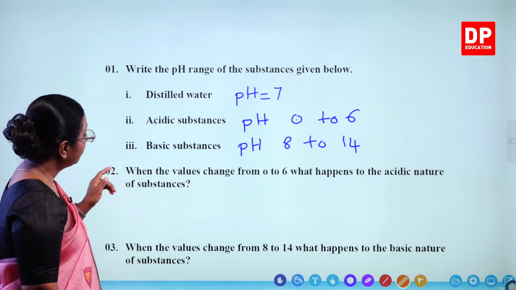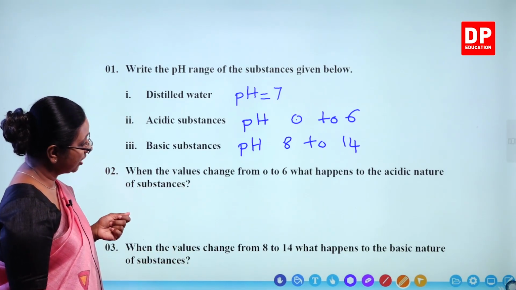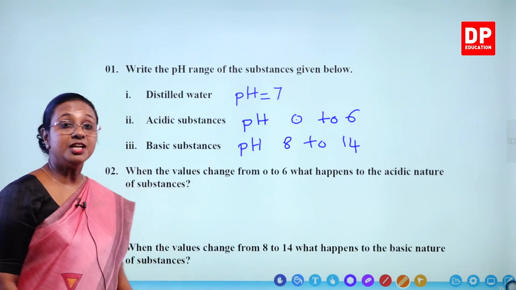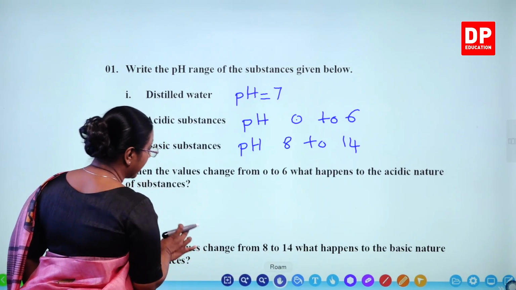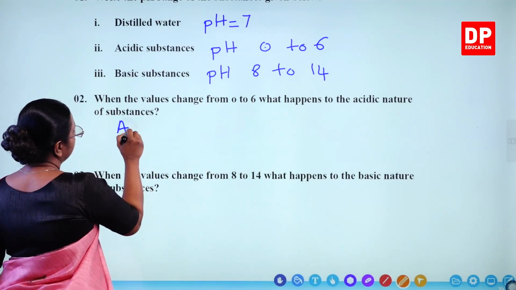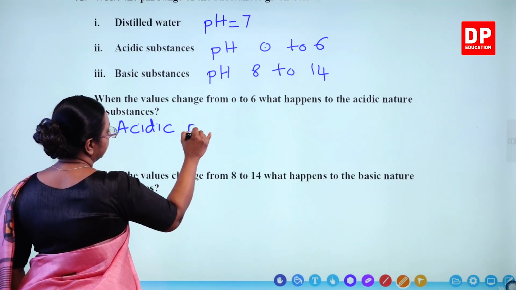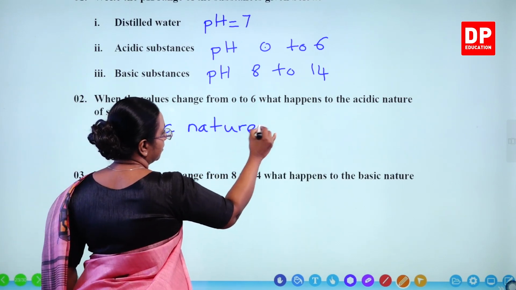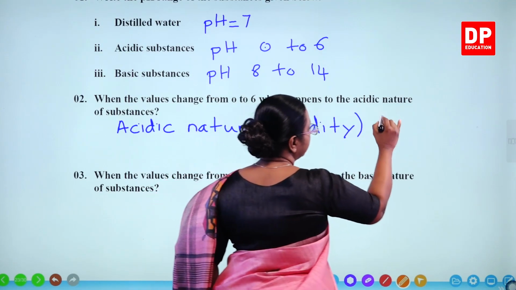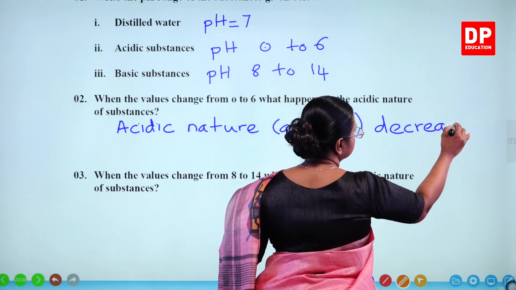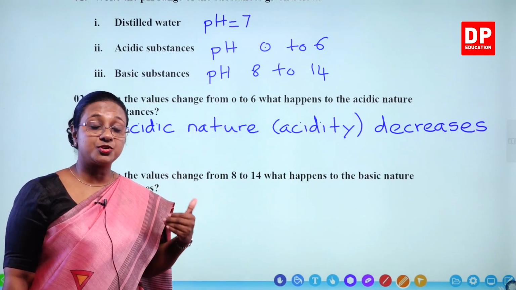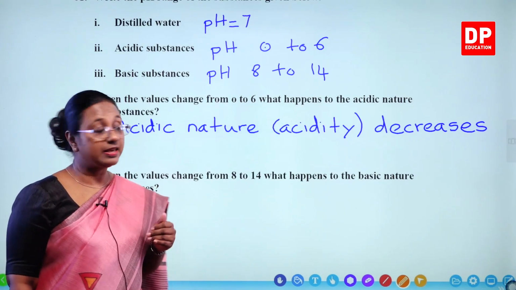Then the next one. When the values change from 0 to 6, what happens to the acidic nature of substances? Acidic nature decreases, or you can say acidity decreases when you go from 0 to 6. 0 is the strongest acid, 6 is the weak acid.